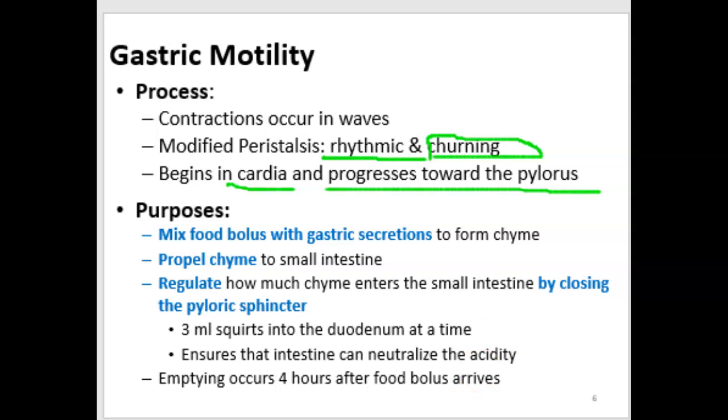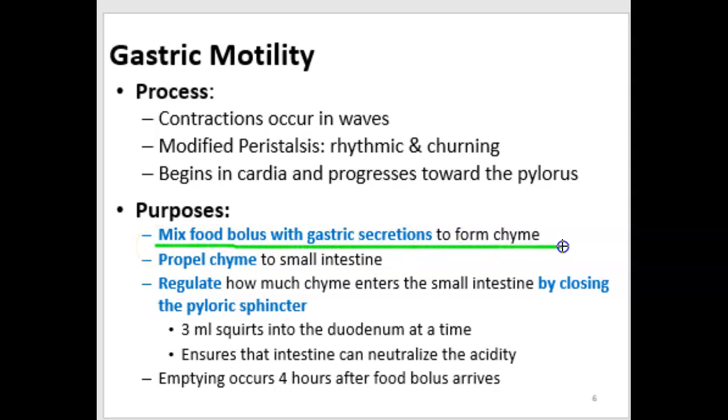But in general, that's coming from your brain. Your brain is telling your stomach to begin churning because it's time to eat. So the purposes of gastric motility, as I mentioned before, is to mix the food bolus with all those gastric secretions to form chyme, and then to propel the chyme into the small intestine.